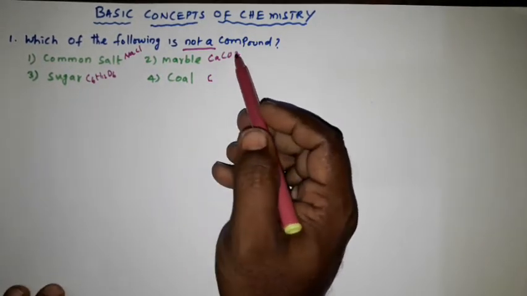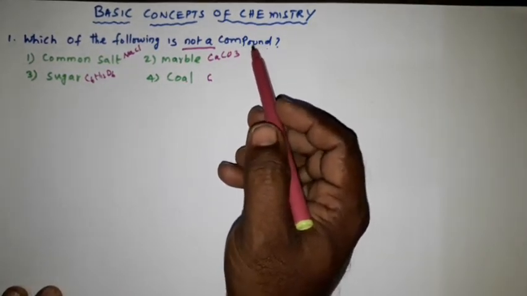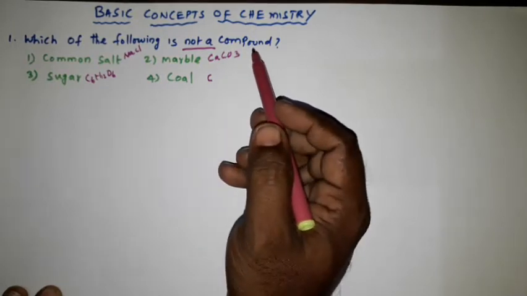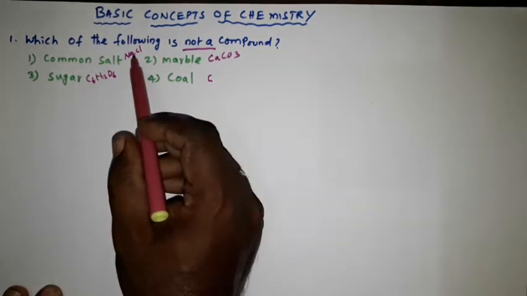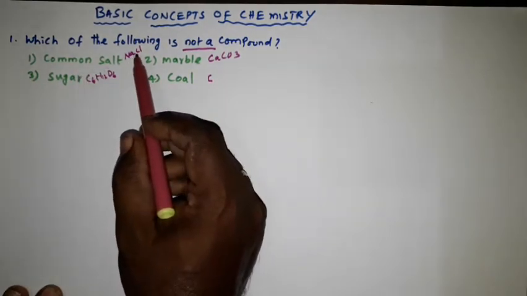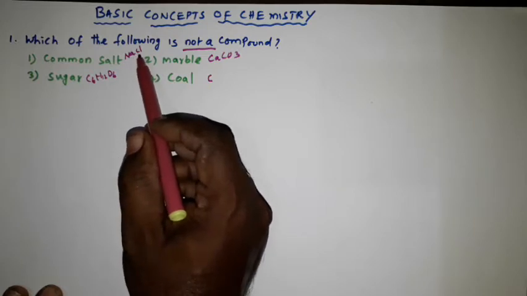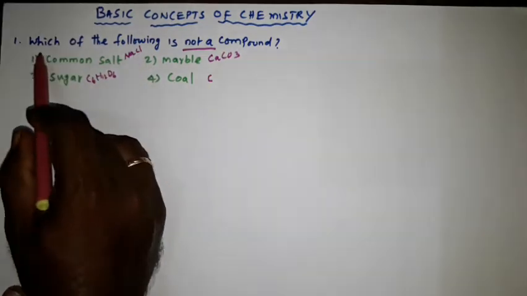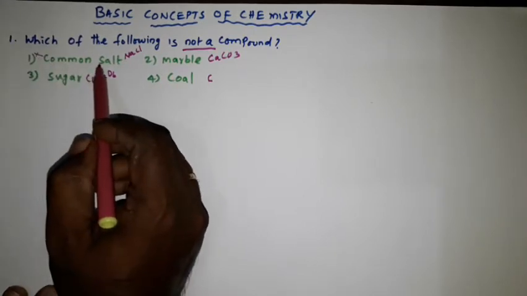Generally, what is the meaning of compound? A compound contains more than one element. See here, in common salt there are 2 elements present, sodium and chlorine. Together, sodium chloride is called common salt. So this is not the correct option, because common salt is a compound.